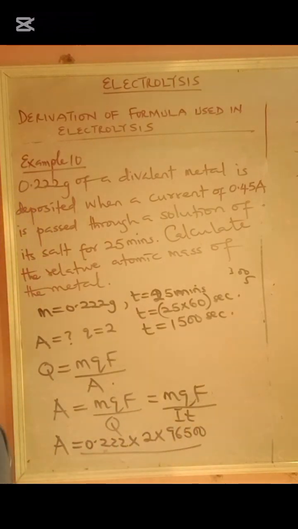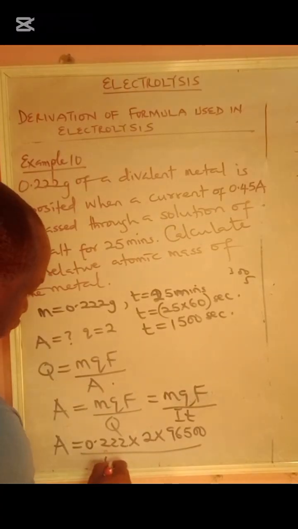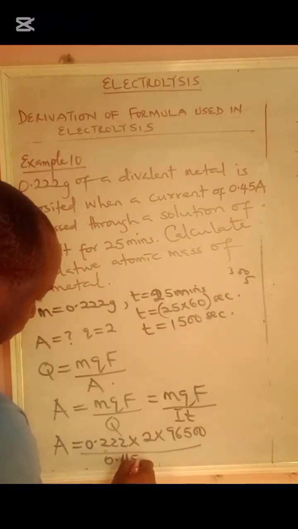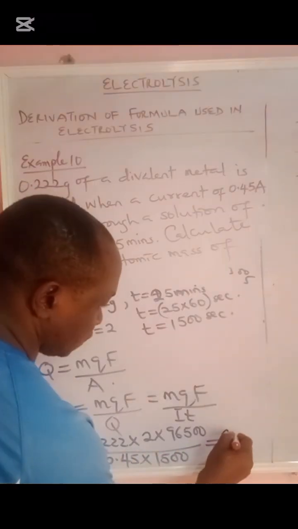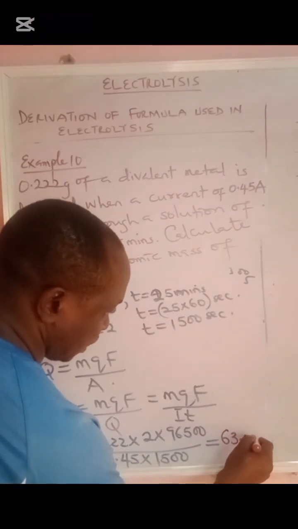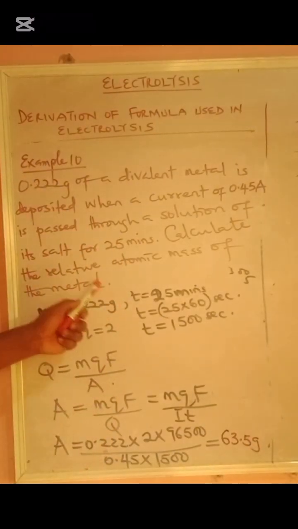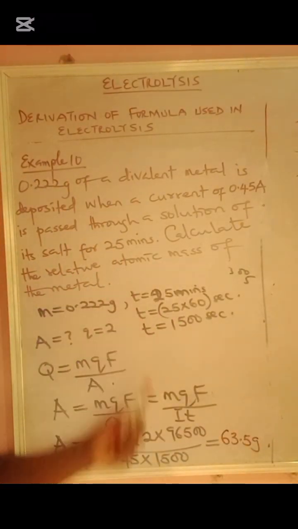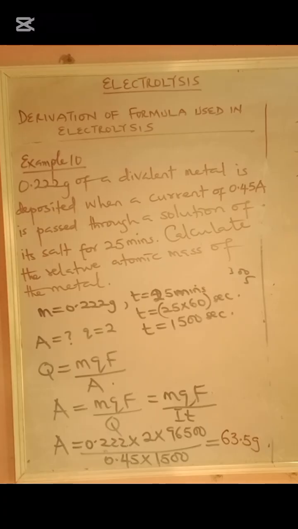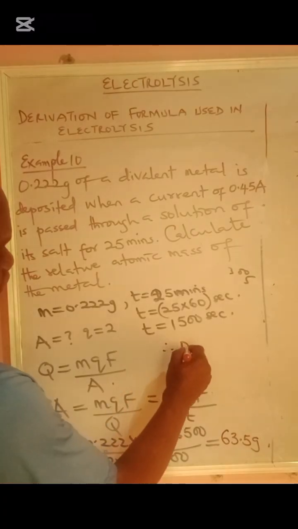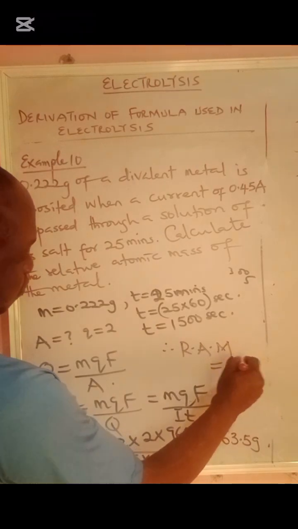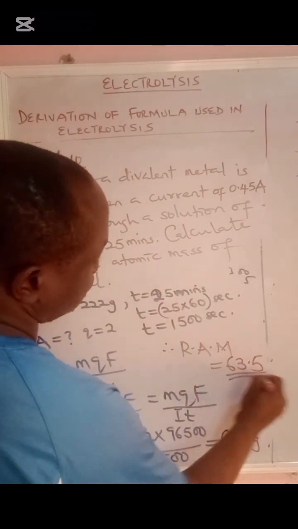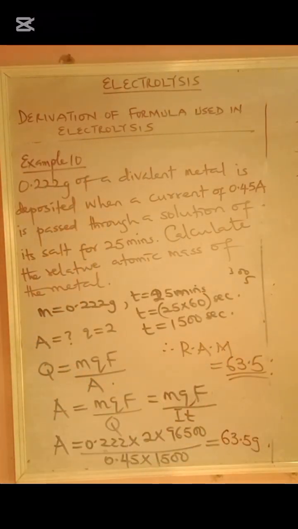I, what is our I? Our I is 0.45, that is the current, times time, 1,500 seconds. So this is 63.5 grams. But they say relative atomic mass, so it has no unit. So therefore, relative atomic mass of the metal is equal to 63.5 without putting the unit. So that is the answer.